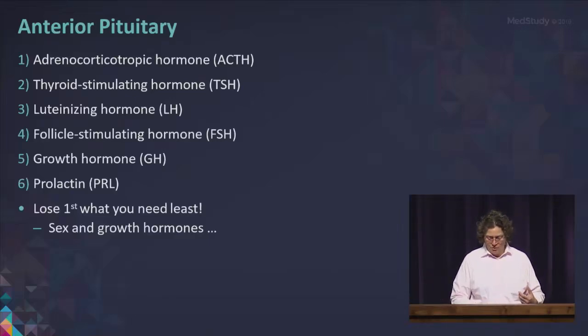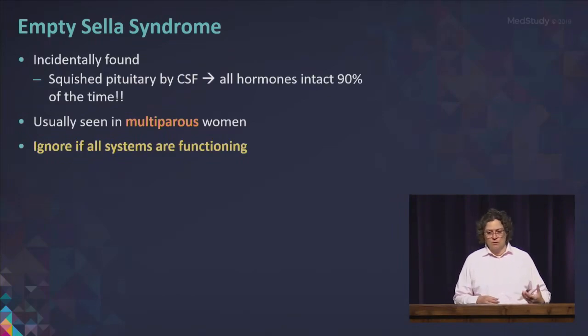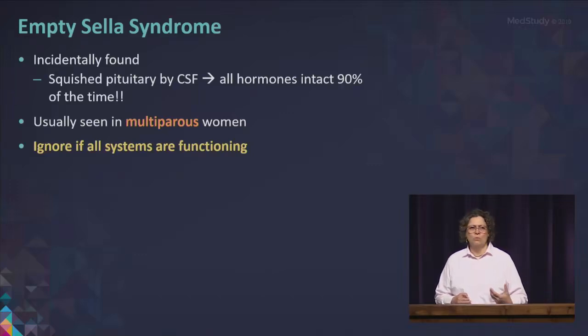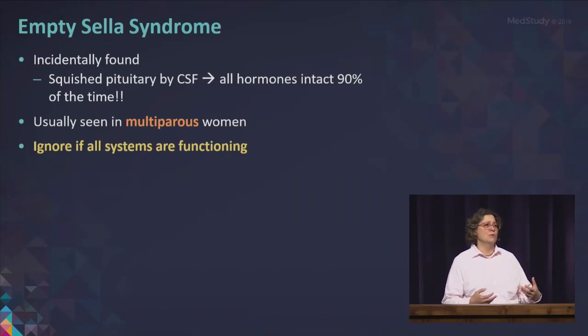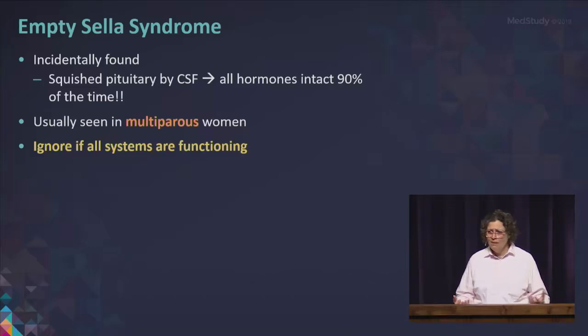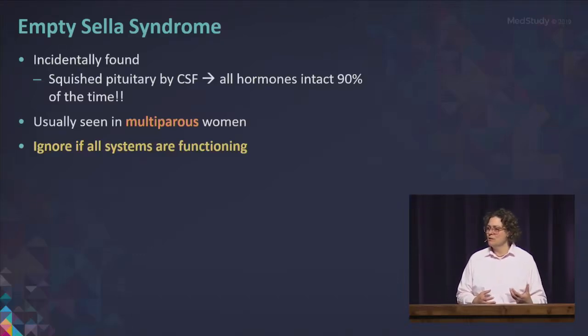pituitary gland that's functioning. We talk about it in this context, empty sella syndrome. So empty sella syndrome is one of those things that's generally incidentally found on imaging. As our imaging is getting better, we're finding all things that we never really wanted to know about. And empty sella is one of those. The likelihood of empty sella causing a pituitary dysfunction is very, very rare. In fact, less than 10% of the times do you find anterior pituitary dysfunction.